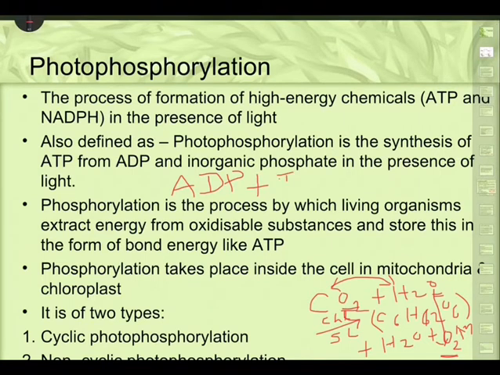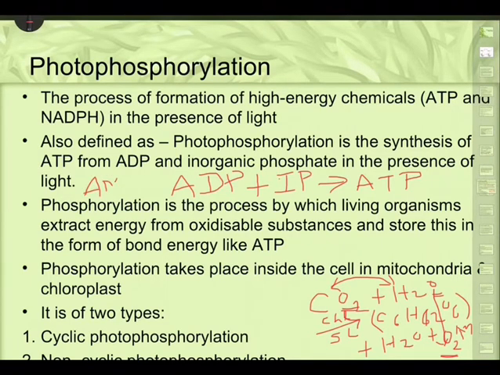So what is photophosphorylation? It is defined as the synthesis of ATP from ADP and inorganic phosphate. So we write adenosine diphosphate, ADP, plus one inorganic phosphate, IP. That results in the formation of the energy molecule adenosine triphosphate. And I said this is the currency of the cell. ATP is the currency of the cell.